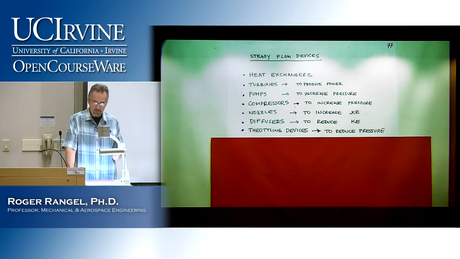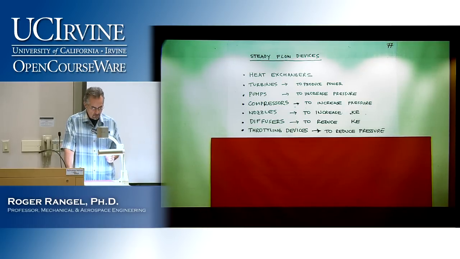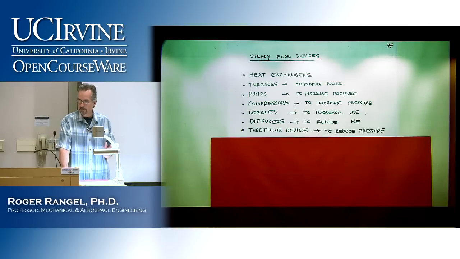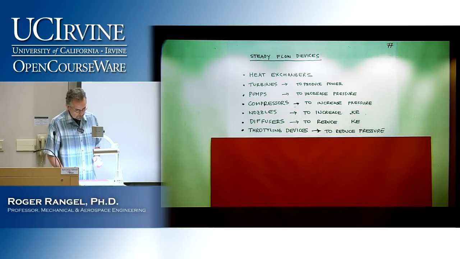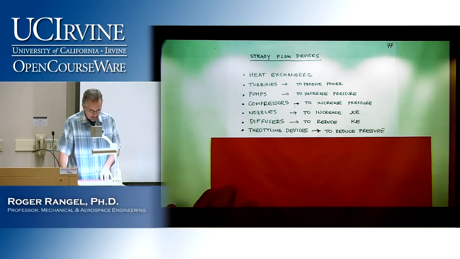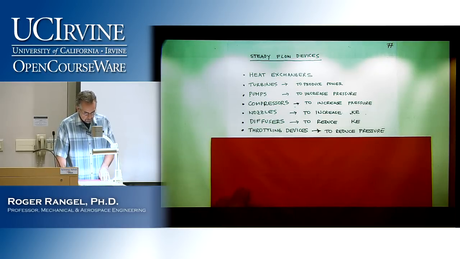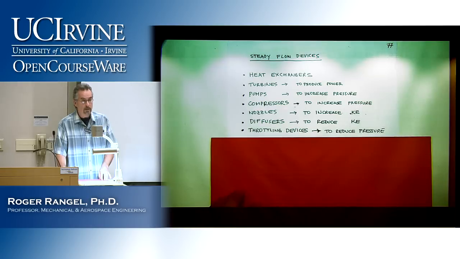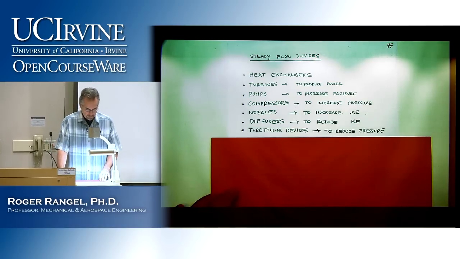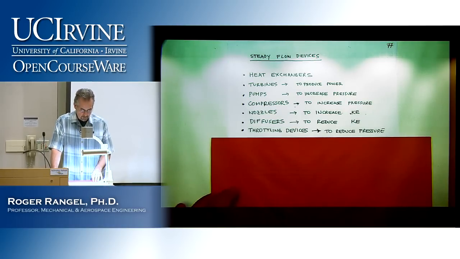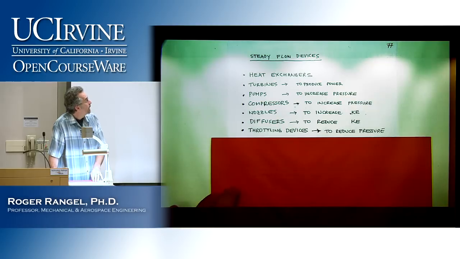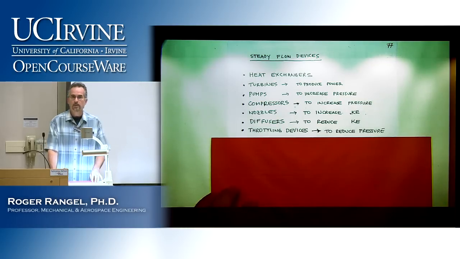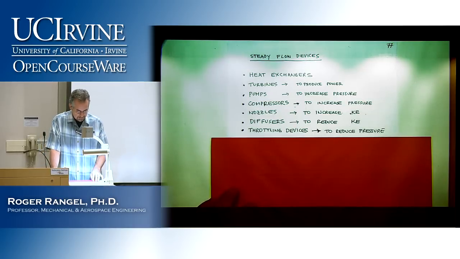As you recall, steady flow means that there is no time variation of any of the properties inside the control volume. So the list starts with heat exchangers. Then we have turbines, which are generally designed to produce power. Pumps, whose main objective is to increase pressure. Compressors, which are also designed to increase pressure. The difference between pumps and compressors is that pumps operate with a liquid while compressors operate with a gas.